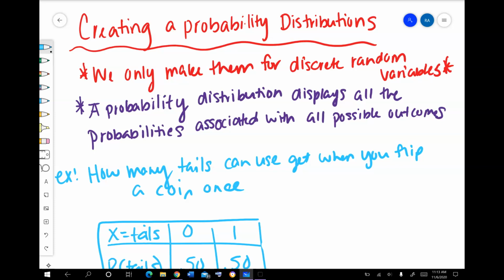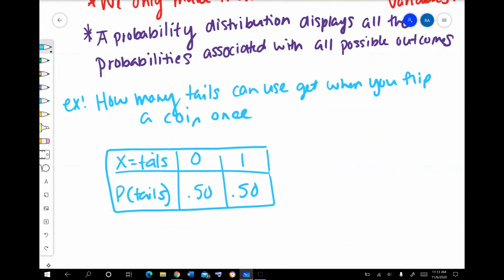So a probability distribution displays all the probabilities associated with all possible outcomes of an experiment. This example is going over when you flip a coin. I want to flip a coin one time and count how many tails, or what's the probability of me getting a tail. Now, there's only two sides to a coin. You're either going to get a head or you're going to get a tail.